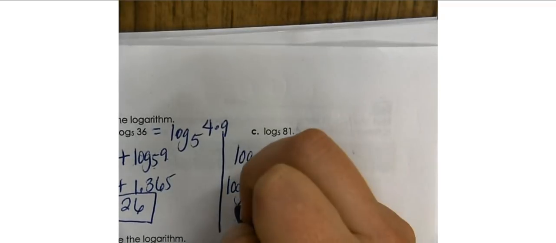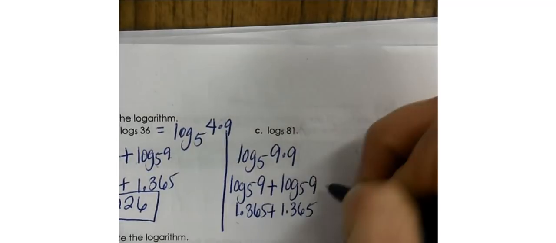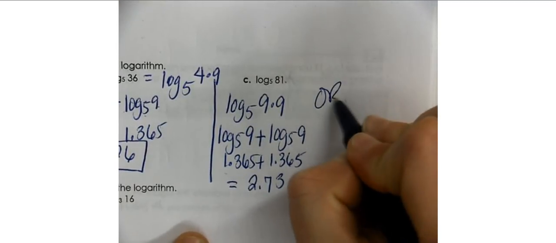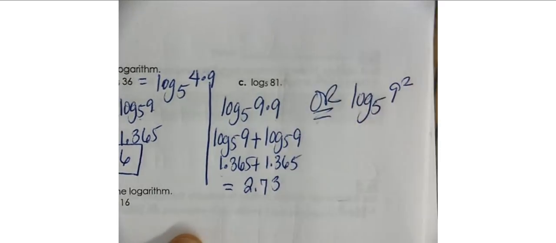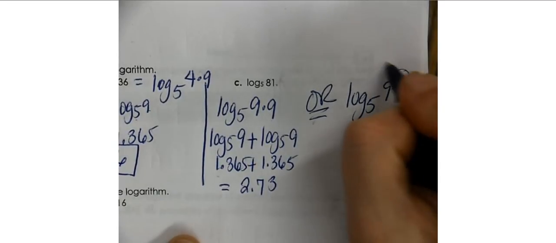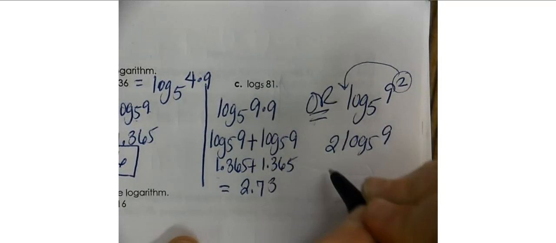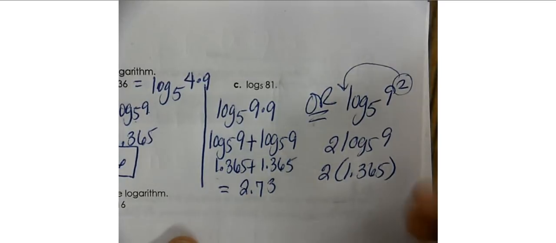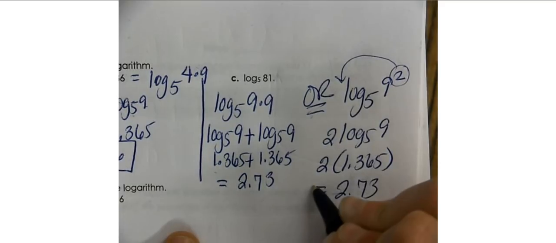So that's going to be 1.365 plus 1.365. And when I add those two numbers together, I end up with 2.73. That's one approach. Another approach is to say, well, I know that 81 is really 9 squared. So we can bring that 2 out in front and make that 2 times log base 5 of 9. So that's really 2 times 1.365. And when you multiply 2 times 1.365, you also get 2.73. So both approaches will still get you the right answer.